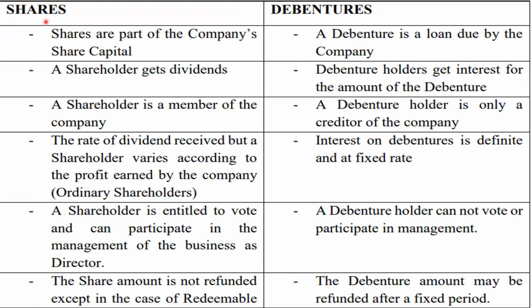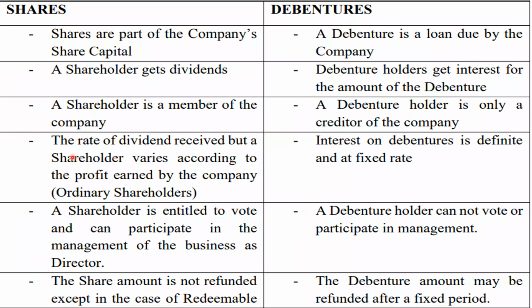Let's look at the difference between shares and debentures, because both shareholders and debenture holders give out money to the company. But what's the difference? Shares are part of the company's share capital, while debentures are just a loan due by the company. The second difference is that a shareholder gets a dividend, while debenture holders get interest for the amount of the debenture. The third difference is that a shareholder is a member of the company, while a debenture holder is only a creditor of the company.